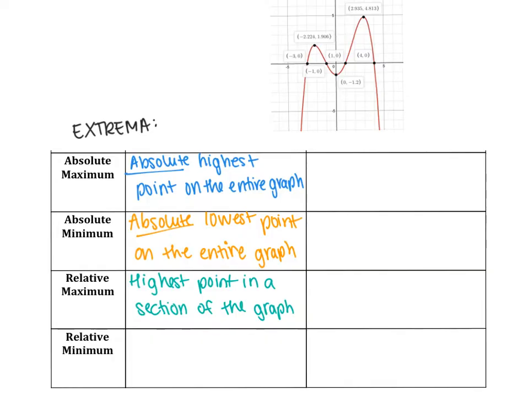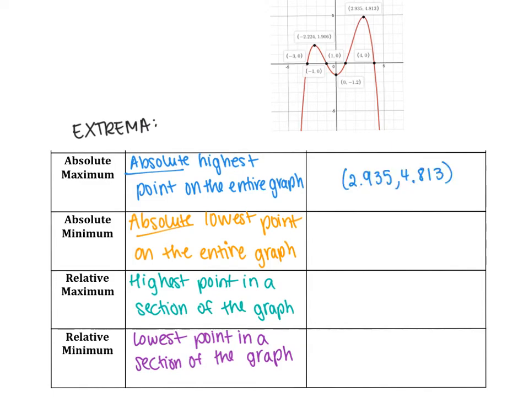The relative maximum is the highest point in a section of the graph, but not in the entire graph, while the relative minimum is the low point in a section of a graph, but not in the entire graph. Looking at this graph, we can see that (2.935, 4.813) is the absolute highest point. Therefore, it is my absolute maximum. However, (-2.224, 1.906) also looks like a high point, but it only looks like a high point in this region of the graph, not in the entire graph.